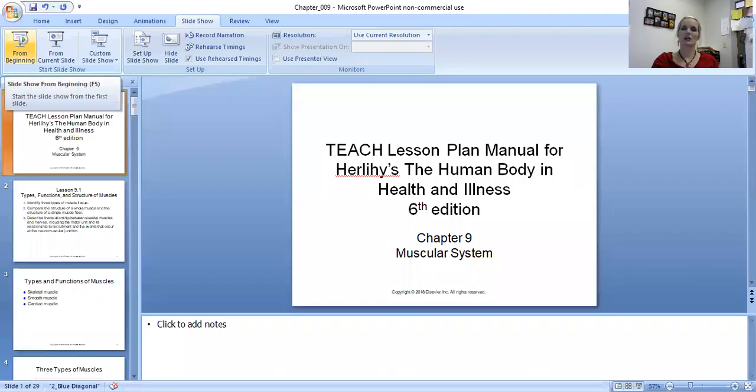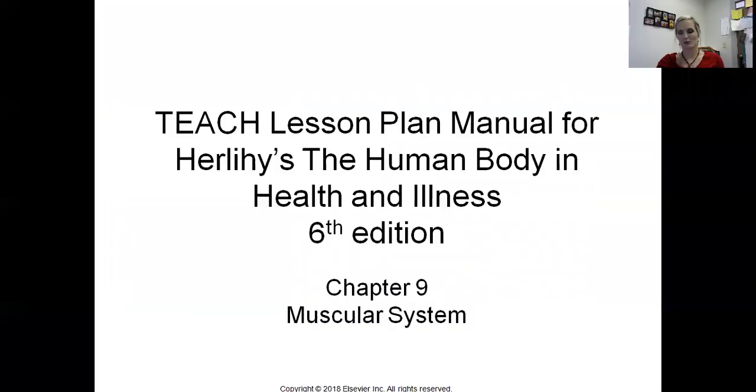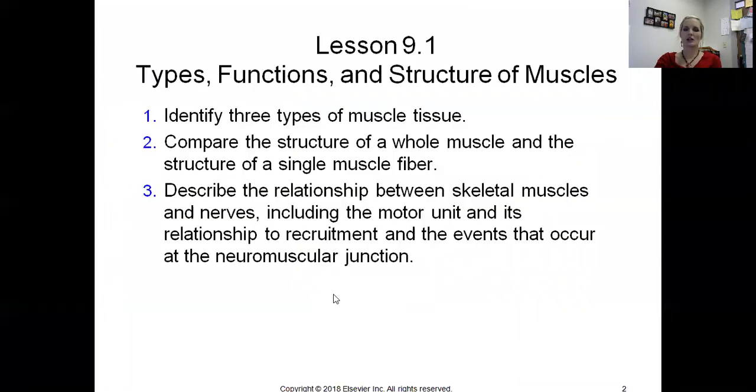So let me go ahead and share my screen with you guys. I'm going to open up the Chapter 9 PowerPoint here, and let's start from the beginning, and I'll show you guys what you guys need to know. So here in this chapter, and this is one of the biggest things I want you guys to know from this chapter, are the 3 different types of muscle tissue.